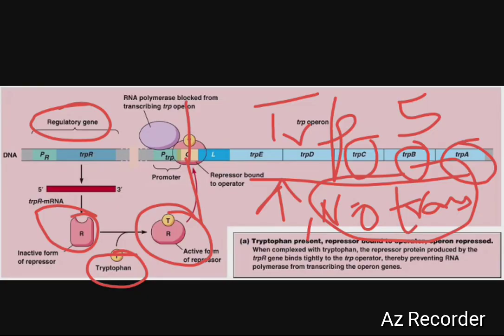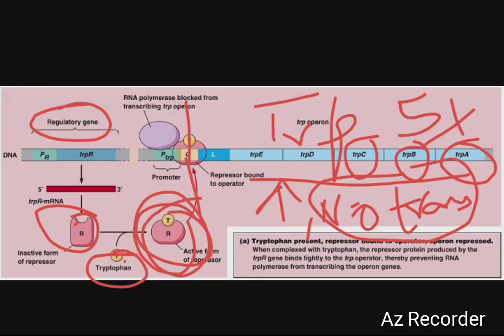Okay, so this TRP operon is regulated by this repressor. When the repressor, here is the repressor, binds to the tryptophan, which is in yellow color, and both bind together, then the active form of the repressor is there. In turn, it will block the expression of this operon. So the operon gets turned off. Basically the cell knows when there is a high level of tryptophan and when there is a low level of tryptophan.